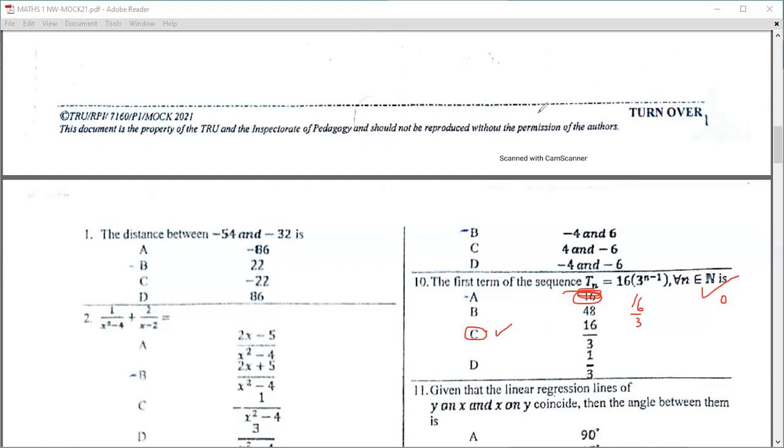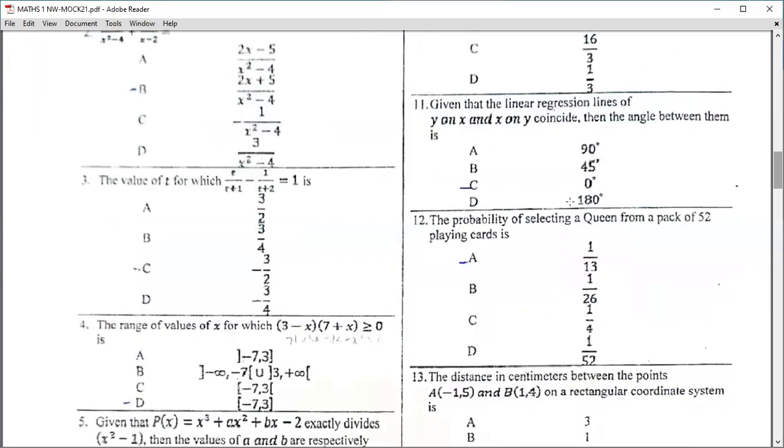All right, the next question, question number 11. Given the probability of selecting a queen from a pack of 52, so from a pack of 52, how many queens are there? In a pack of 52 playing cards, there are 4 queens. 4 queens out of how many cards? Out of 52 playing cards. And what is 4 divided by 52? 4 divided by 52 is equal to 1 on 13. So our key here is A.